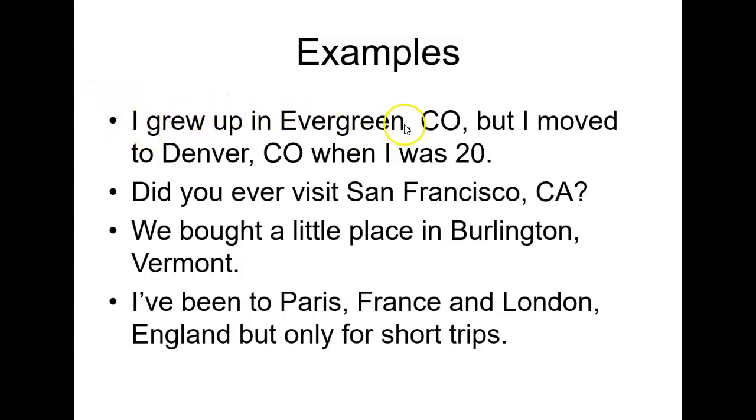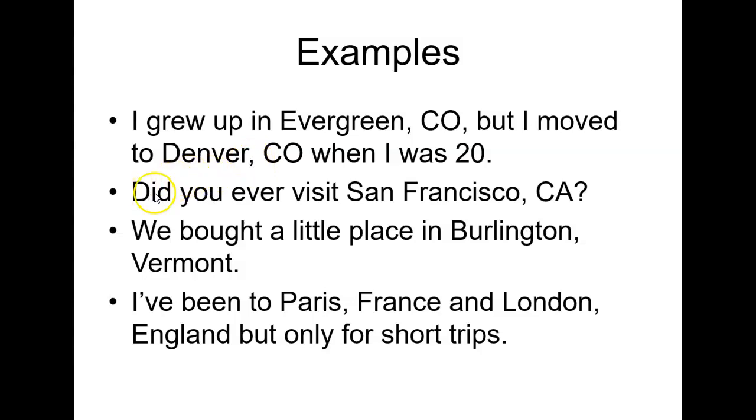I grew up in Evergreen, Colorado, but I moved to Denver, Colorado when I was 20. I've got the city, Evergreen, the state, Colorado. Those are separated with this comma. And again, Denver is a city, Colorado is a state. I've separated these two with this comma.